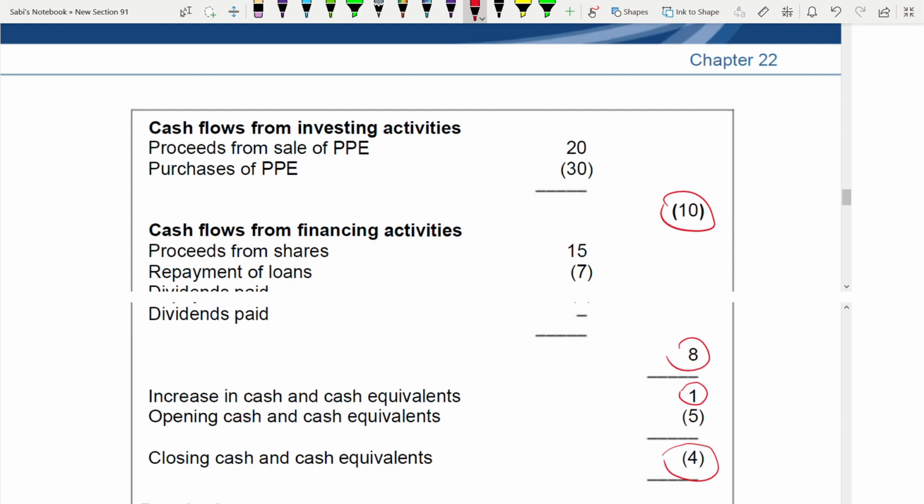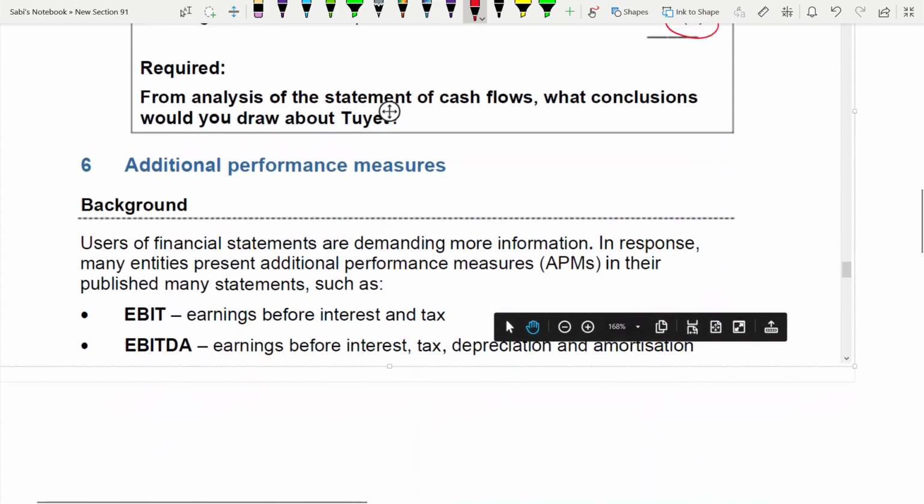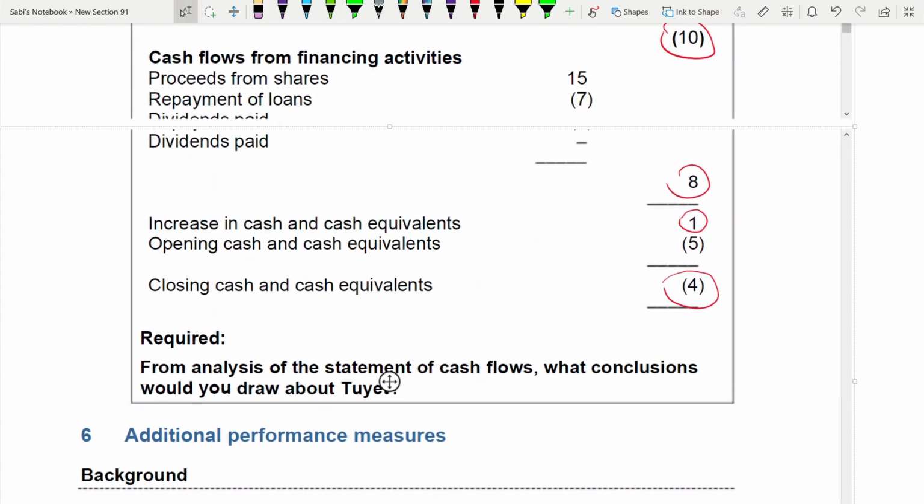Okay, at the year end, you are having a negative, but it's not a good sign. So now, from the analysis of the statement of cash flow, which conclusions would you draw? See, when you're analyzing statement of cash flow, divide this into 3 separate parts you have to analyze: operating activity, investing activity, financing activity, and finally the conclusion. OIFC: operating, investing, financing, conclusion. This is how you do it.